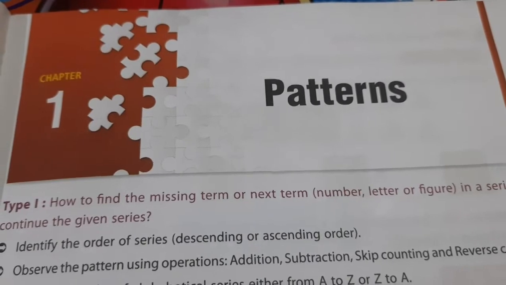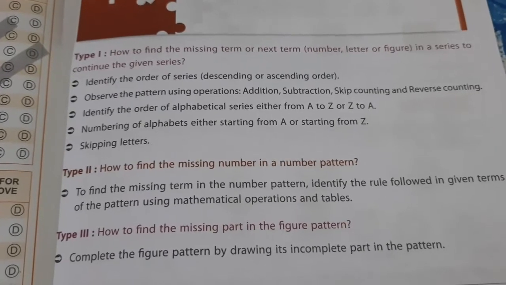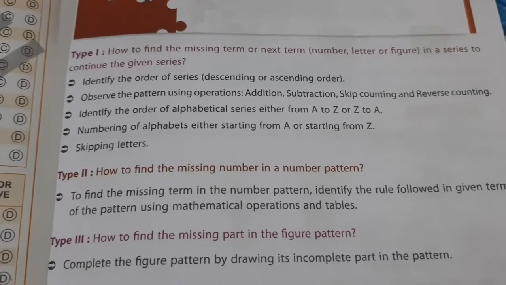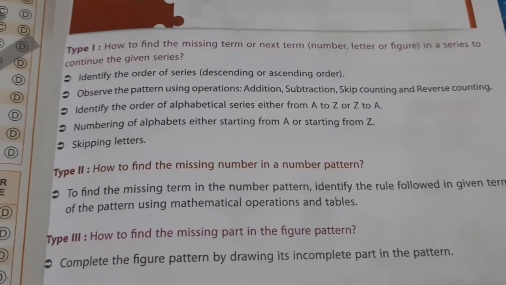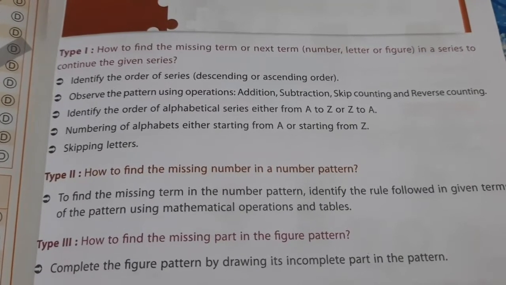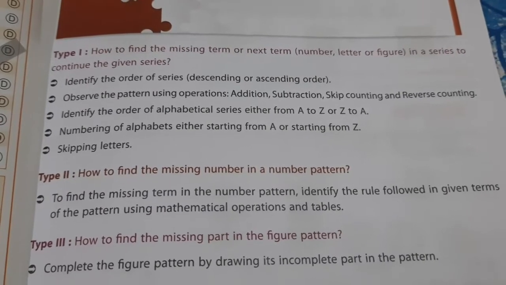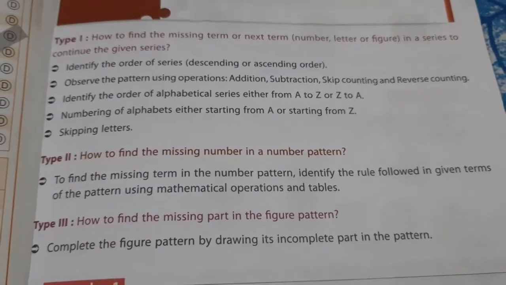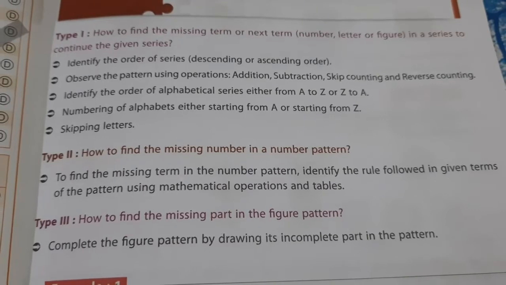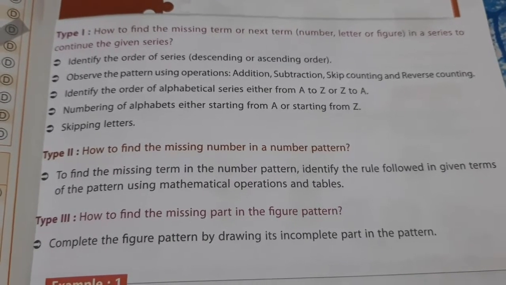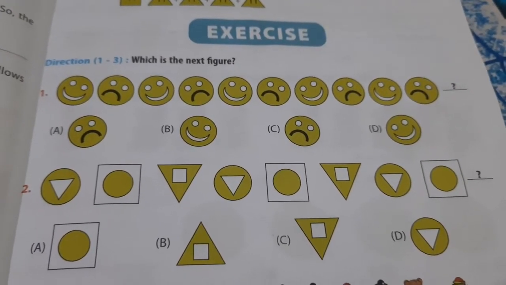Let us start with the first chapter, which is patterns. There are three different types of questions discussed in this chapter. The first type is finding the missing term or the next term, which is a number, letter, or figure in a series, in order to continue the series. The second type is finding the missing number in a given number pattern. The third type is finding a missing part in the figure pattern. So let's start with the exercises of the first chapter.